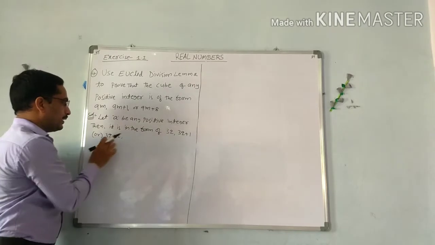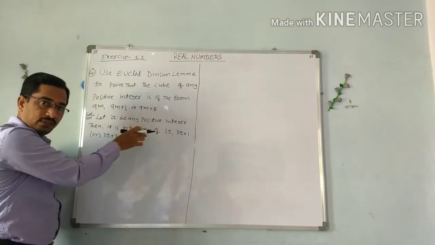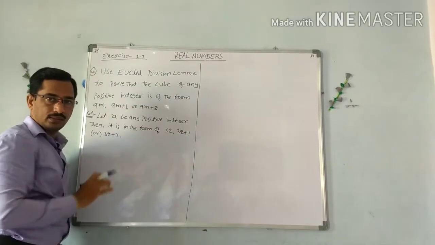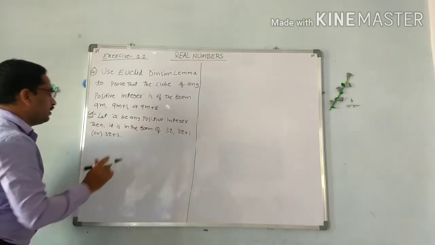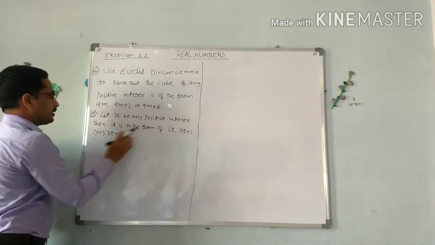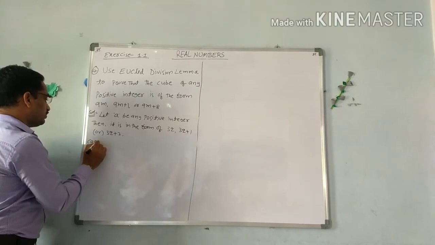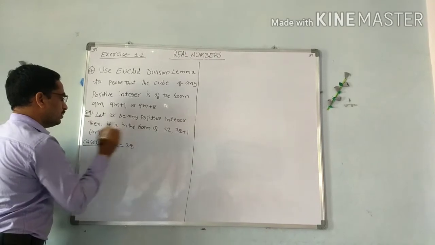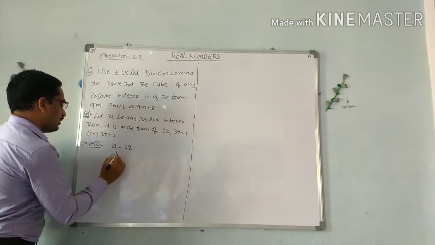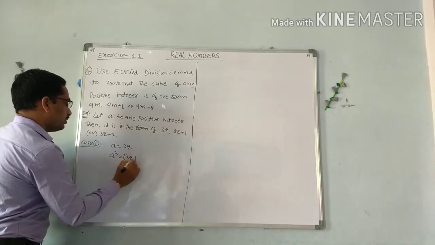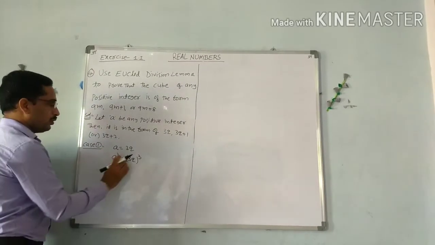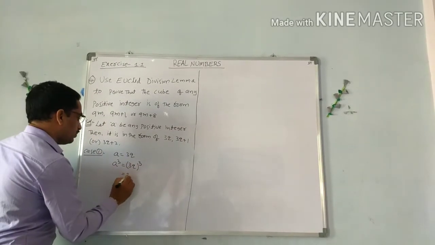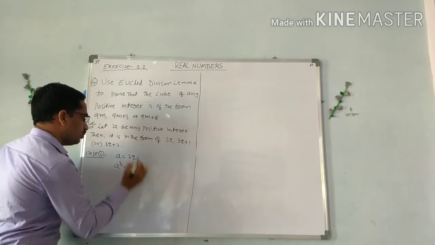The cubes of these positive integers are of the form 9m or 9m plus 1, 9m plus 8. See, we can check one by one. We have to discuss the 3 cases, 3q, 3q plus 1, 3q plus 2. Now case 1, the first case is a equal to 3q. So cubing on both sides, a cube equal to 3q whole cube. Cube separately for 3 and q: 3 cube value 3 into 3 into 3, 27 q cube.